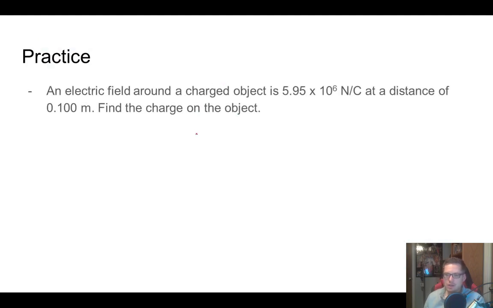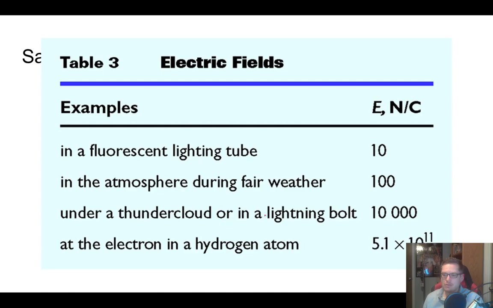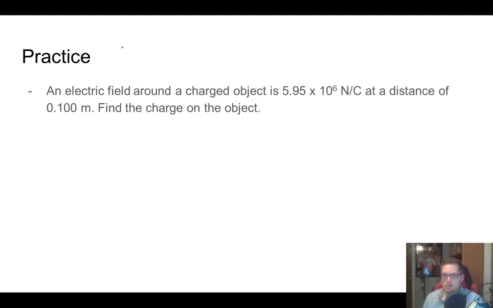It says an electric field around a charged object is 5.95 times 10 to the 6 newtons per coulomb at a distance of 0.1 meters. Find the charge on the object. We've got our electric field, and they're giving us a distance. We want to find the charge on the object. The equation that has that value would be this one. So E is equal to Kc times Q over R squared. We'll rearrange this to find Q. Q would be equal to R squared times E over Kc.